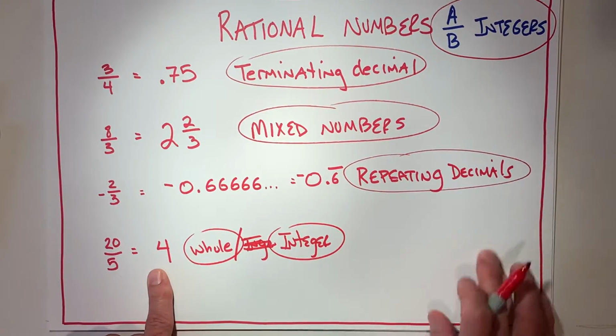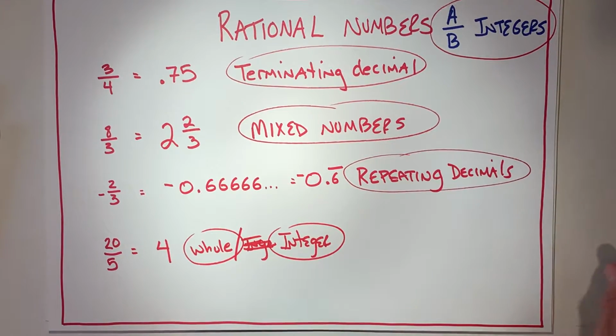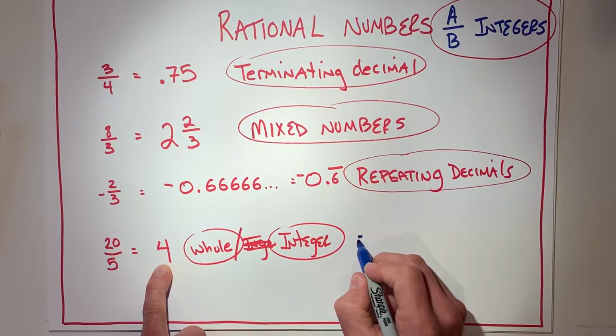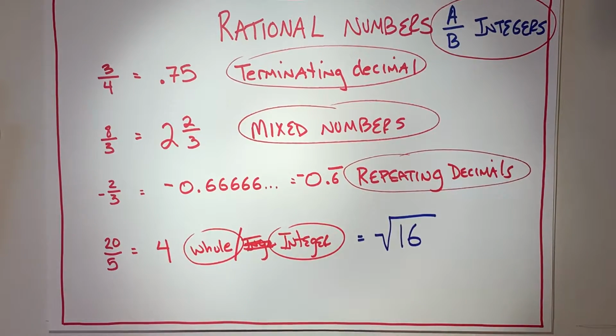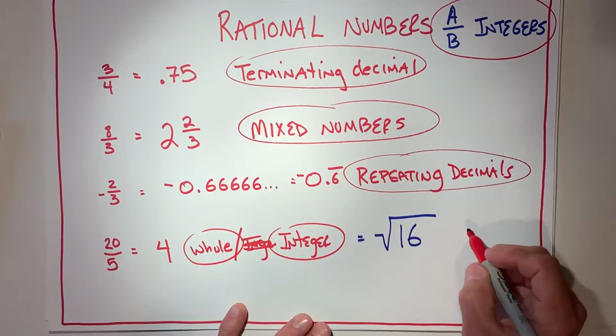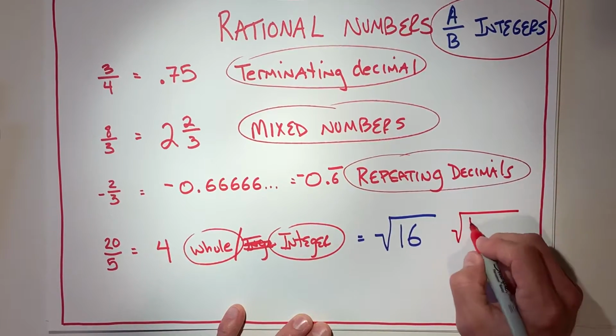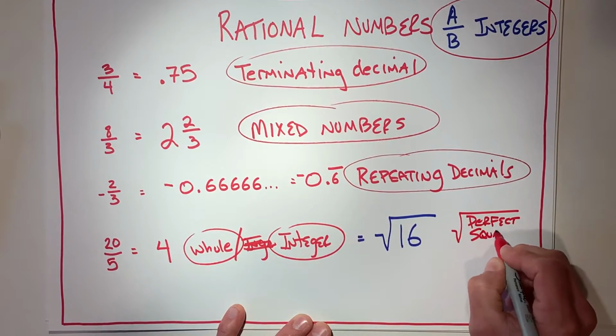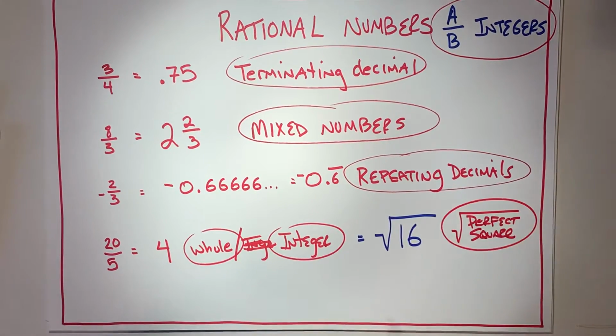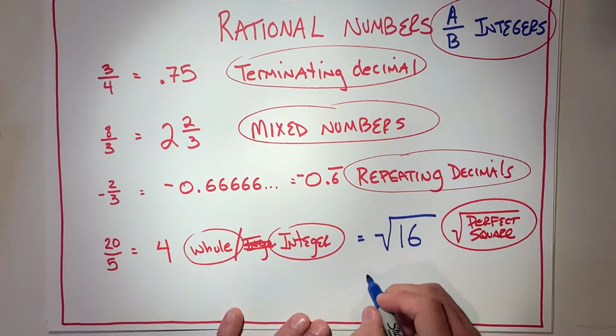But I left myself a little bit of space, and I'm even going to change color because I want you to recognize this. 4 is the same as the square root of 16 because the square root of 16 is 4. What that tells me is if I have the square root of a perfect square, that is also rational.